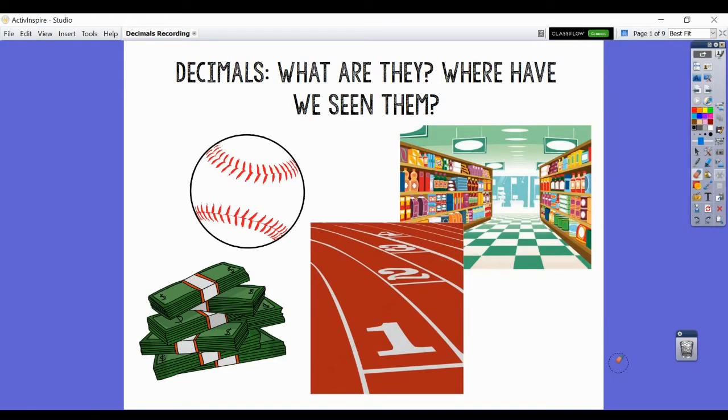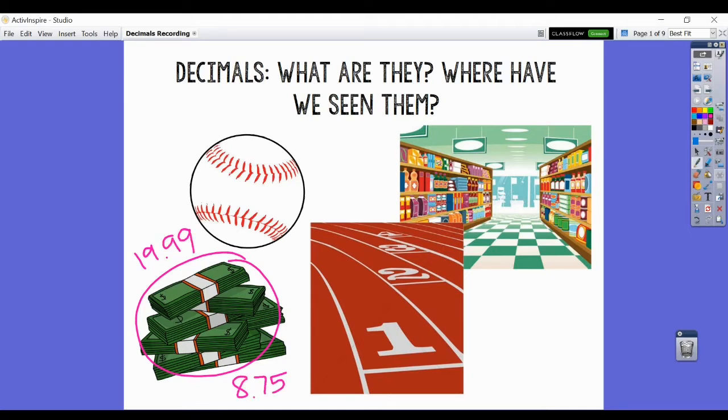All right. Today we're going to be talking about decimals. What are they and where have we seen them? Well, the first place that we most likely have seen them is in money. When we think about prices, we see decimals a lot. If the price is 19.99 or 8.75.